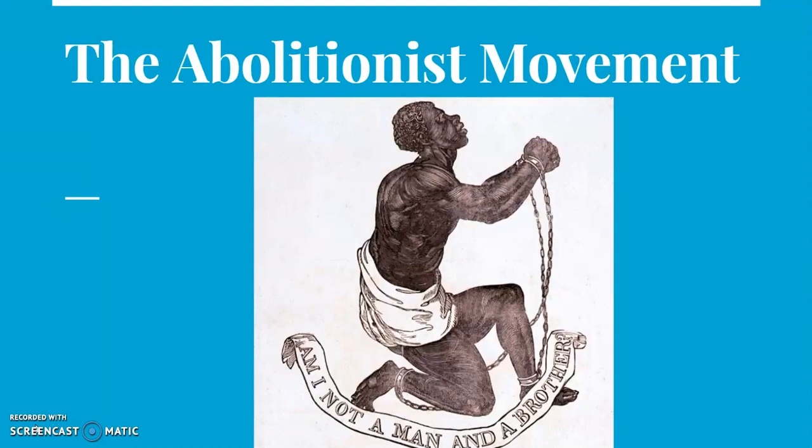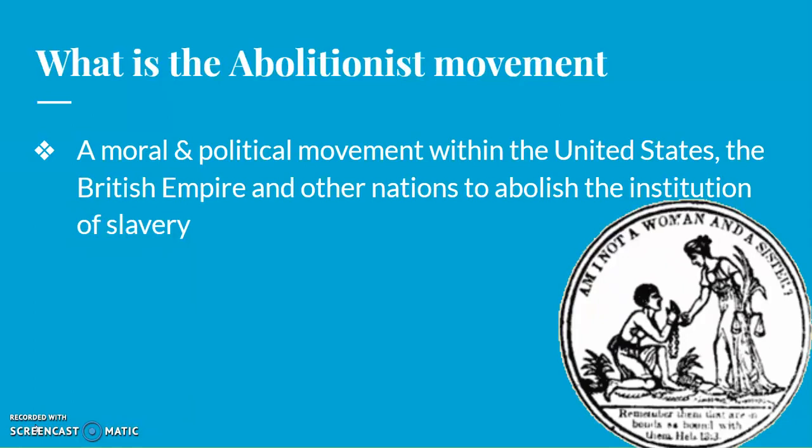So what is the Abolitionist Movement? The Abolitionist Movement is a moral and political movement within the United States, the British Empire, and other nations to abolish the institution of slavery. Now note, the unity within the Abolitionist Movement is kind of a difficult subject to cope with.